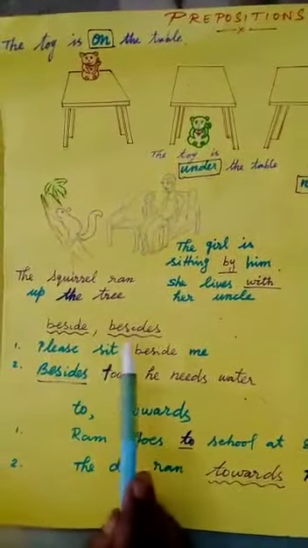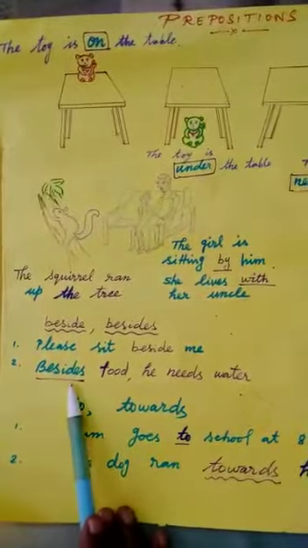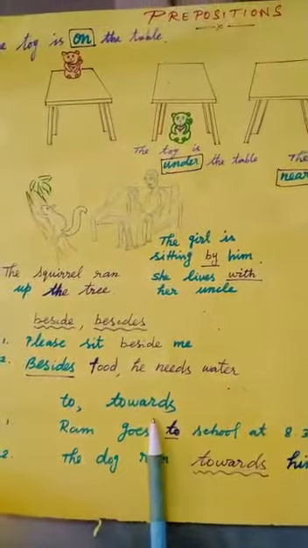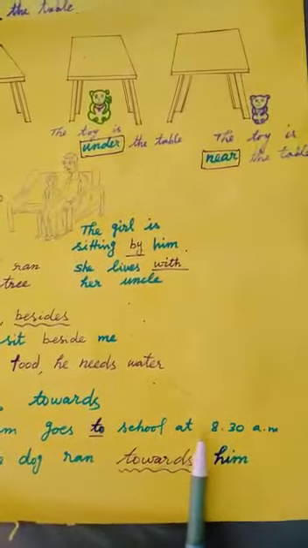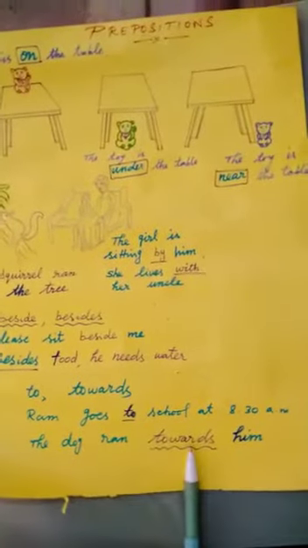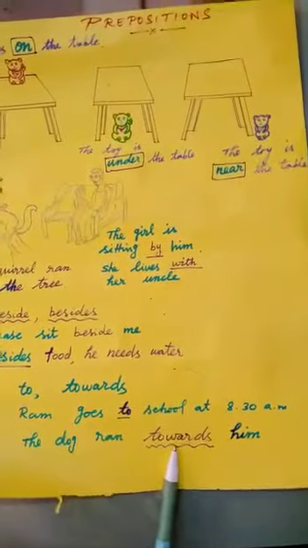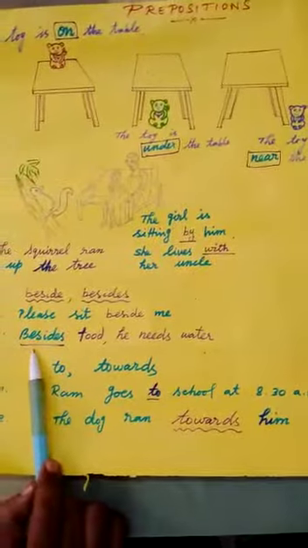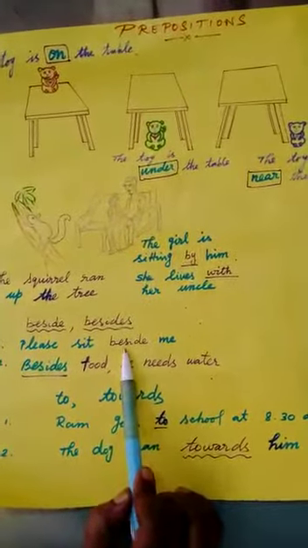Like that, besides, please sit beside me. Besides food, he needs water. Towards. Ram goes to school at 8:30 a.m. The dog ran towards him. In this sentence, towards is the preposition. Here, to is the preposition. Here, besides is the preposition. Here, beside is the preposition.